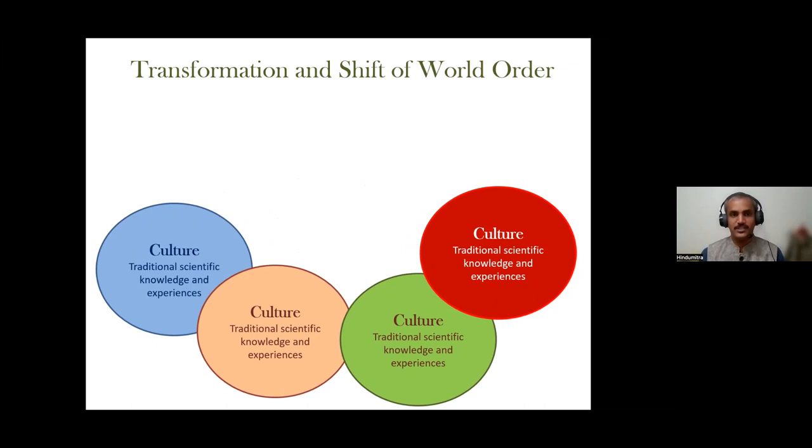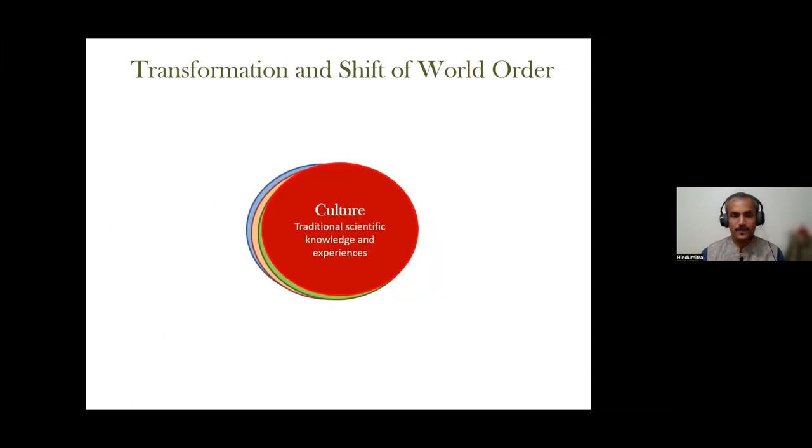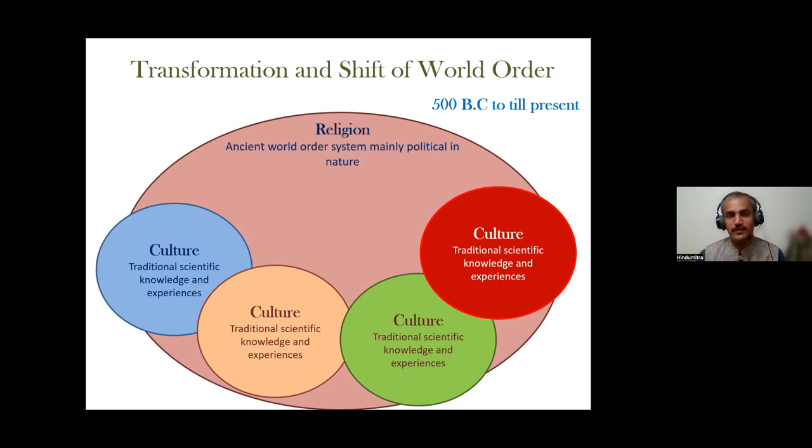Over a period of time, around 500 BC, when the Greco-Roman empire started, they created their own kind of religion, a system to it. And to expand the system, they encompassed all the cultures in that geographic area. So the religion became a world order system, mainly political in nature, and covered the area.